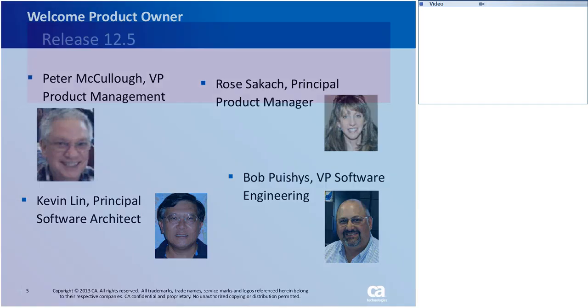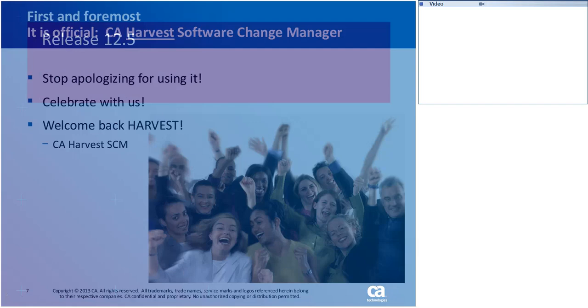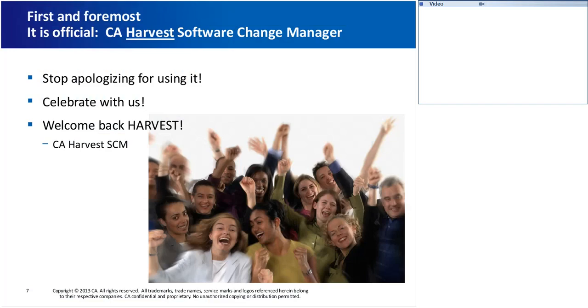Okay. Release 12.5. First and foremost, I think many of you are already aware of this, but it is official. You will see the name change effective in the Release 12.5 documentation. We are officially CA Harvest Software Change Manager, or CA Harvest SCM for short.